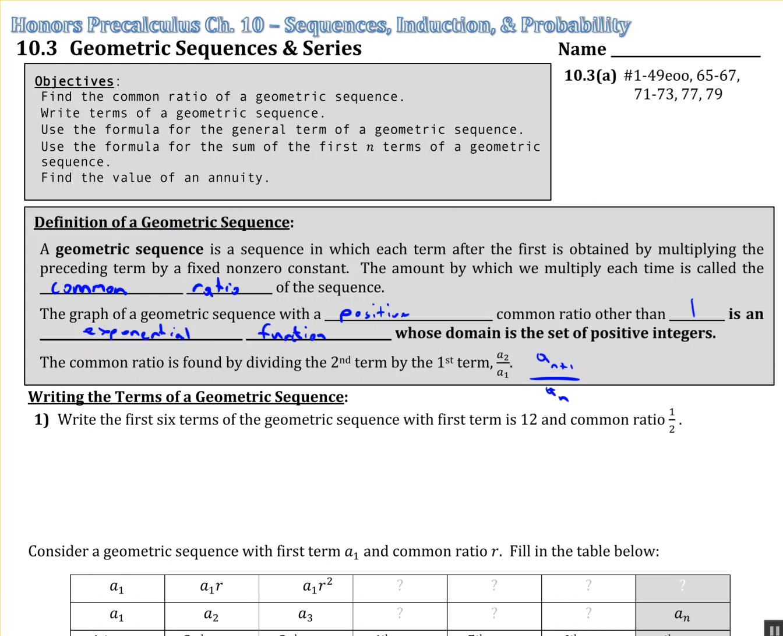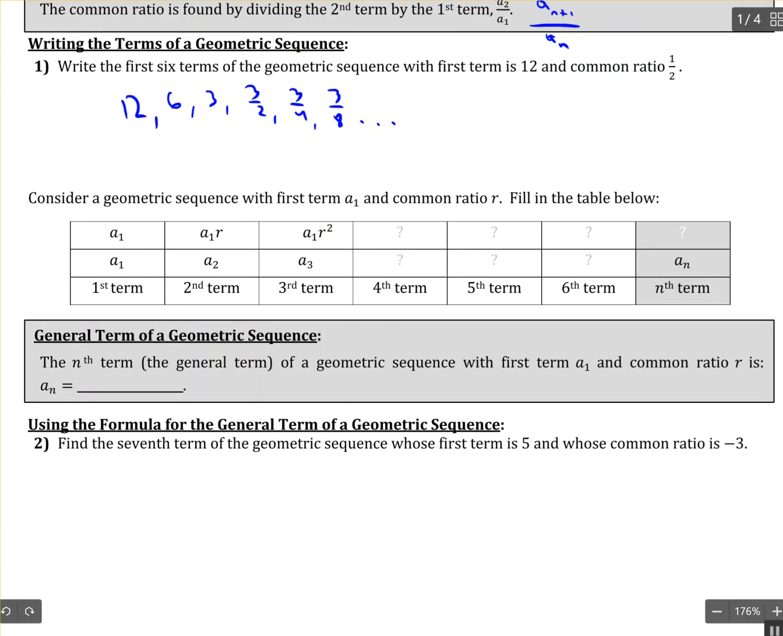All right, so write the first 6 terms of a geometric sequence where the first term is 12 and the common ratio is 1/2. I'm just going to have 12 as my first term, and then I'm going to multiply by 1/2 each time. So I get 6, 3, 3/2, 3/4, 3/8. And those are my first 6 terms. So I just keep on multiplying by the common ratio r.